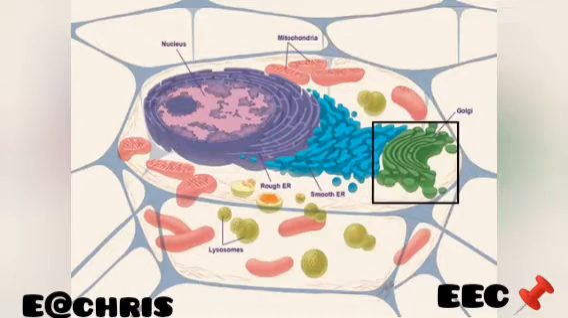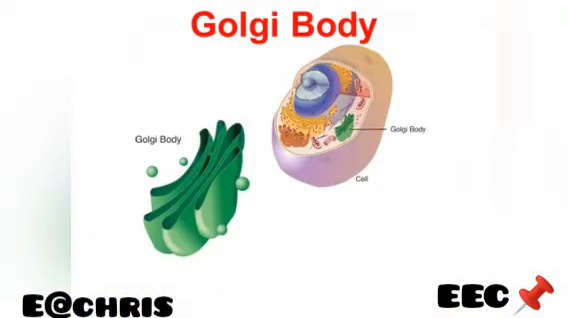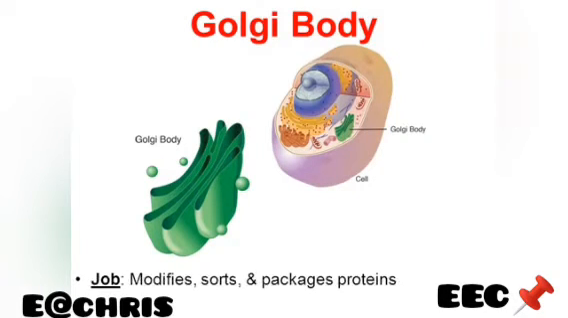Let us see another organelle that is floating in the cytoplasm of the cell, and that is the Golgi bodies. Golgi bodies are another cell organelle found in the cytoplasm of the living cell. What is the function of Golgi bodies? You see the structure of Golgi bodies, and it modifies, sorts, and packages proteins. This is the function of the Golgi bodies.